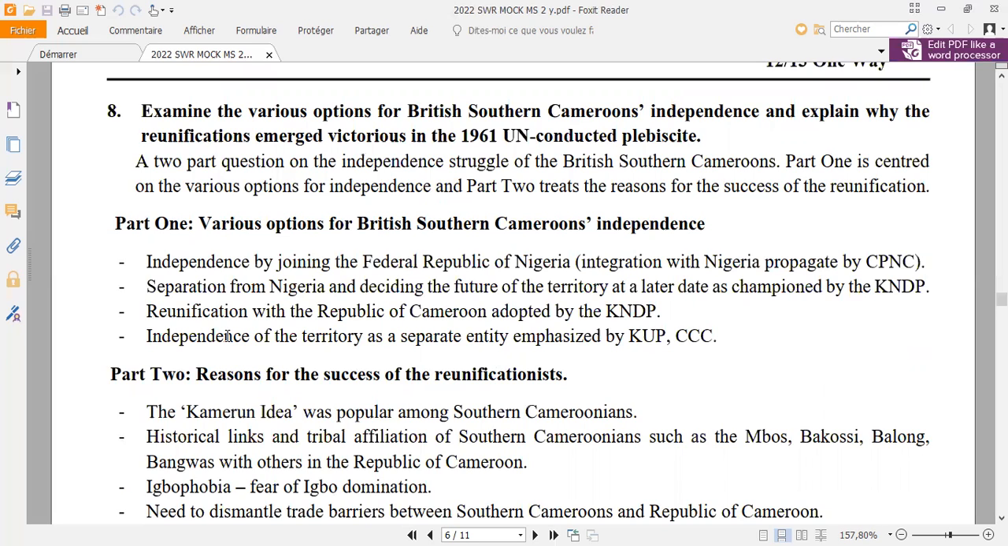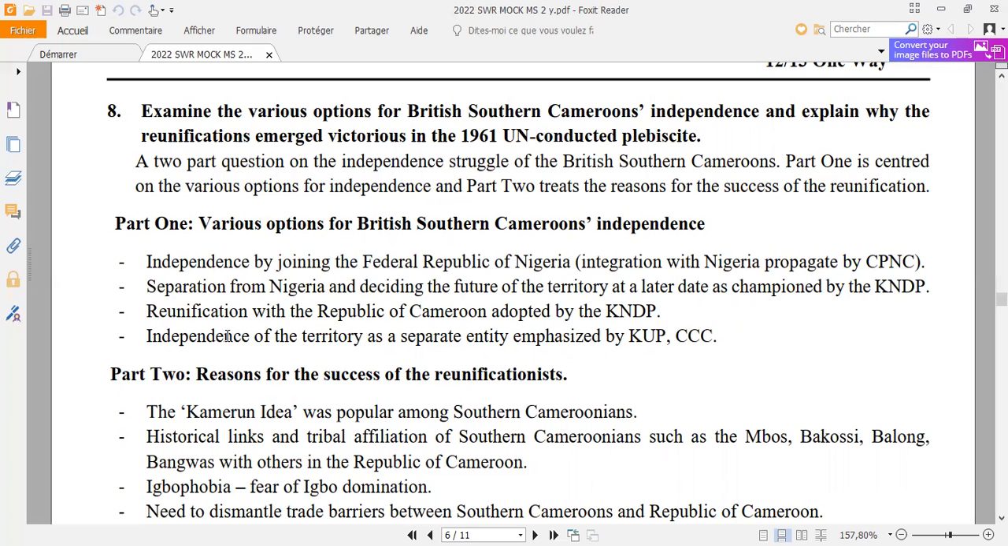This question is not complicated, dear student, as it is a two-sided question on the independence struggle of British Southern Cameroon. Part one is centered on the various options for independence, and part two treats the reason for the success of the reunification. So part one, you have various options for British Southern Cameroon's independence. For example, independence by joining the Federal Republic of Nigeria.